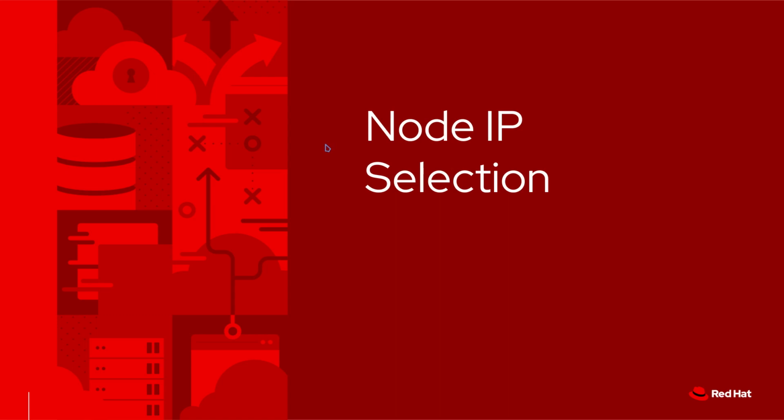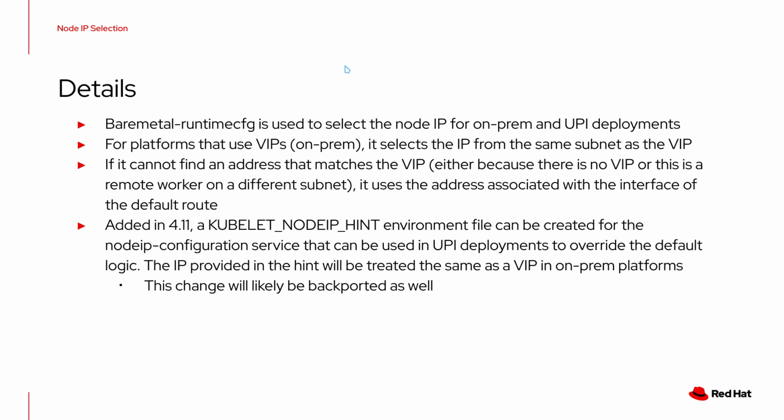One other thing that we ended up having to deal with in on-prem and actually some non-on-prem deployments was node IP selection. It turns out that Kubelet's node IP selection logic is not super consistent or robust. So one of the things that we implemented in the bare metal runtime config project is node IP selection, and this gets used for the on-prem and UPI deployments. And so essentially what it does is on platforms that use VIPs, which is the on-prem platforms, it's going to select an IP from the same subnet as the VIP.